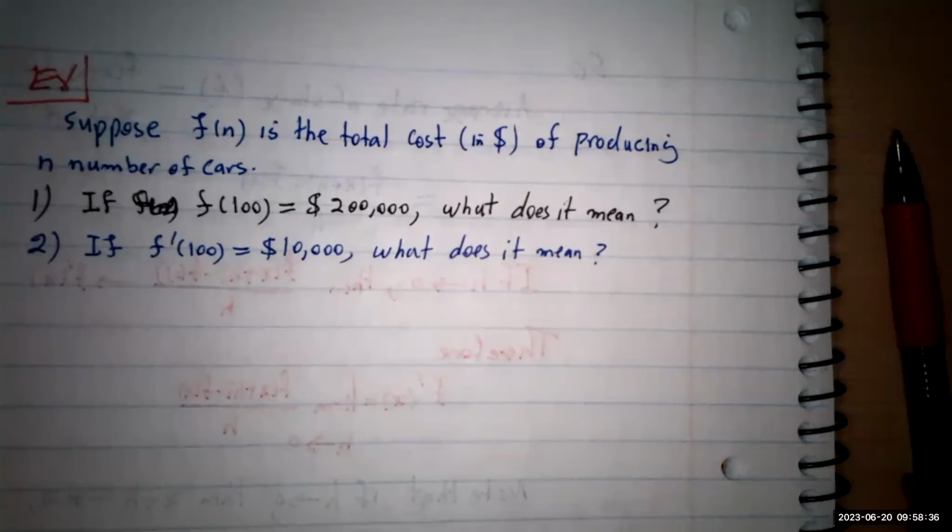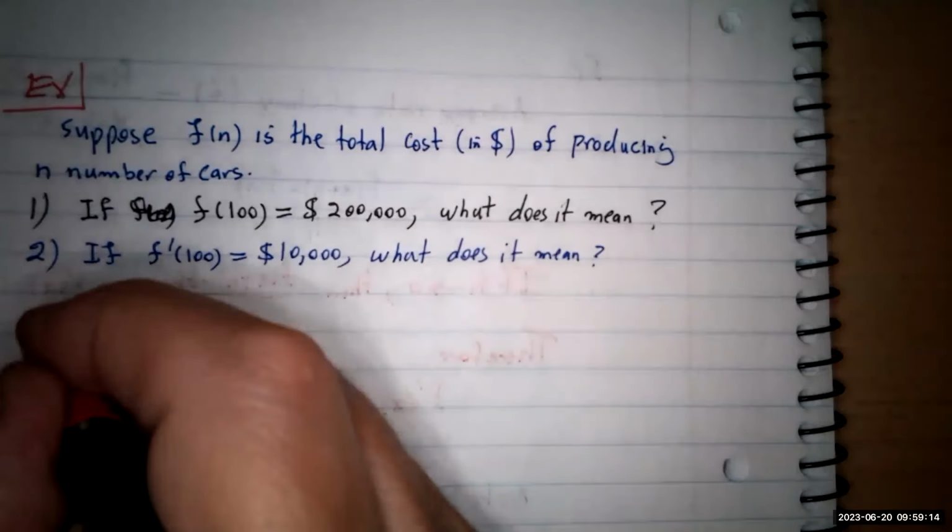For the first one, anyone want to try? In word form, what is the interpretation of number one? Let's start with number one. It costs $200,000 to make 100 cars. Excellent, that's it. It costs $200,000 to make 100 cars, or the cost of producing 100 cars is going to be $200,000. Very good. So that's step one.